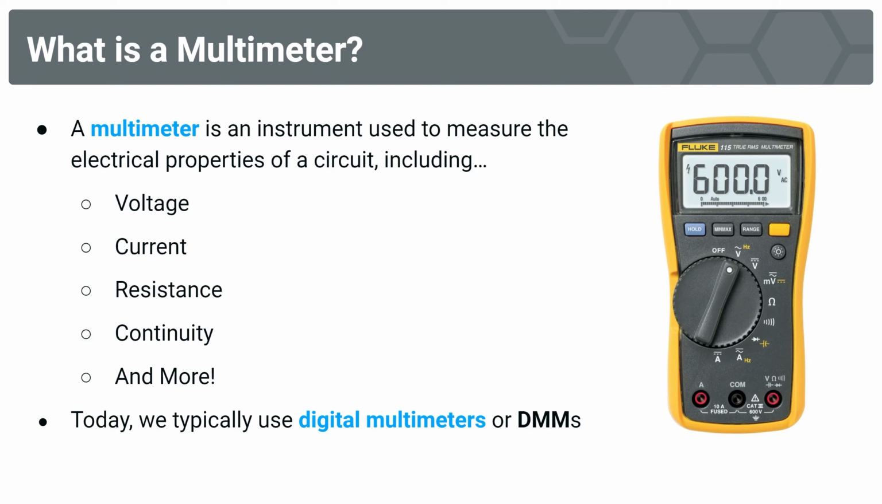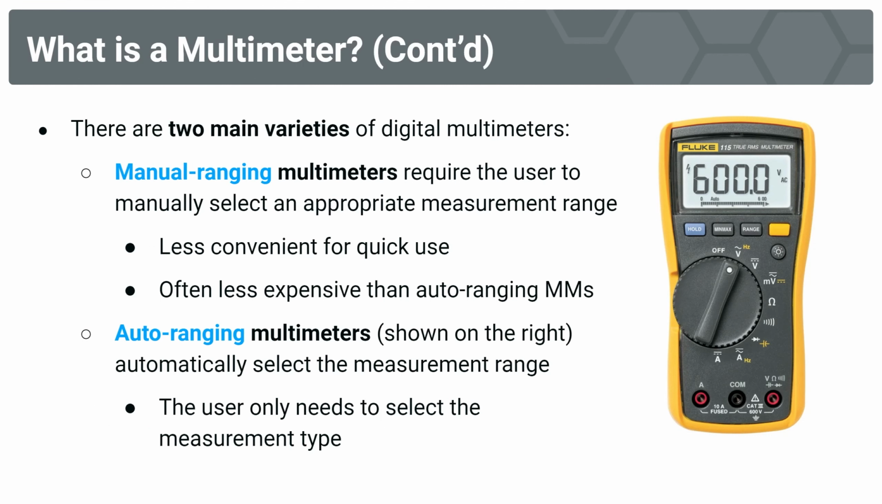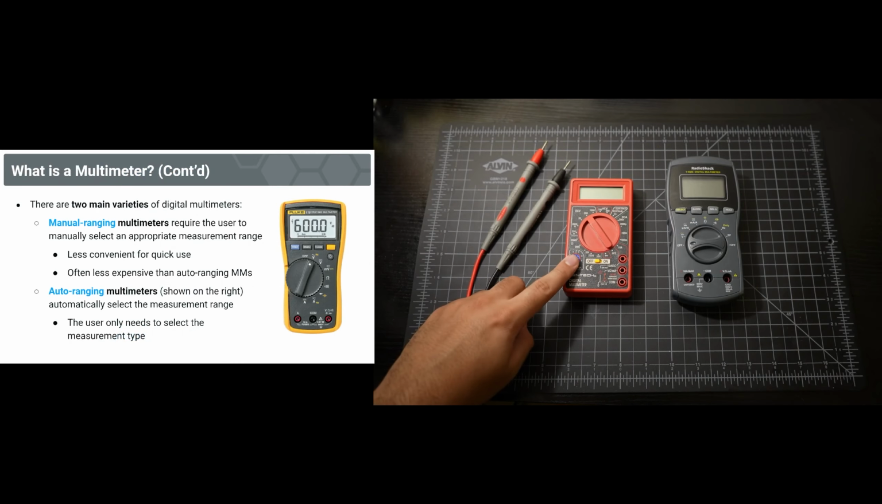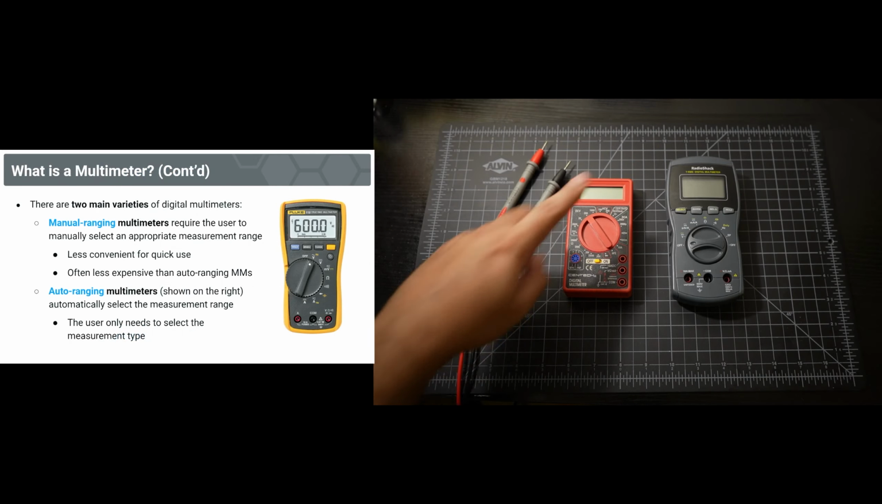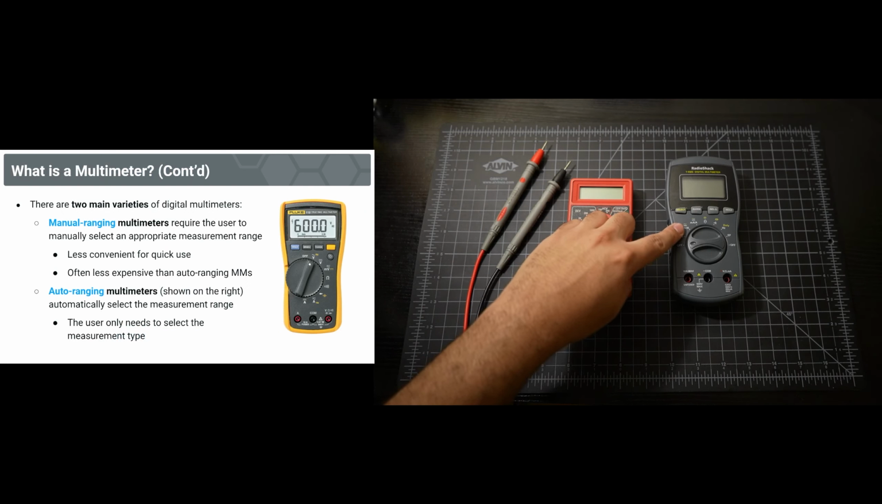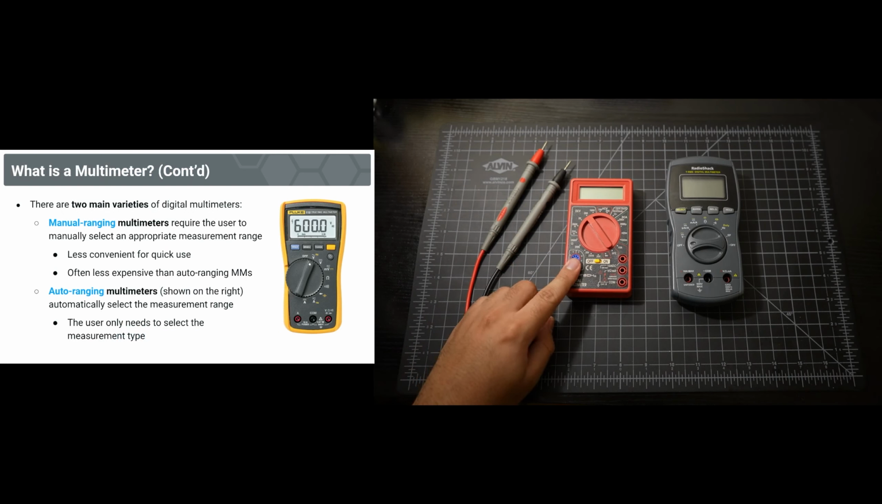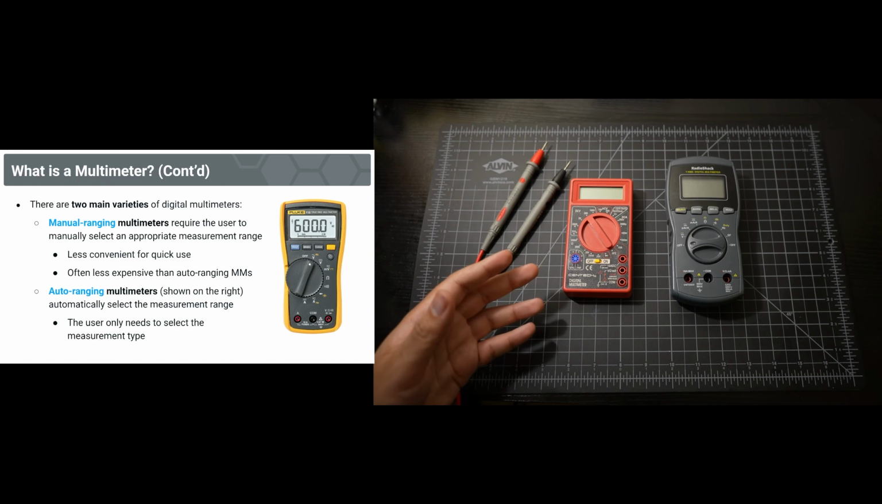Today, we typically use digital multimeters or DMMs as opposed to analog multimeters. There are two main varieties of digital multimeters. There are the manual ranging multimeters, and there are the auto ranging multimeters. Now, the first of which, the manual ranging one, requires the user to manually select an appropriate measurement range. Now, you can just see from a glance that this is going to be less convenient for quick use.